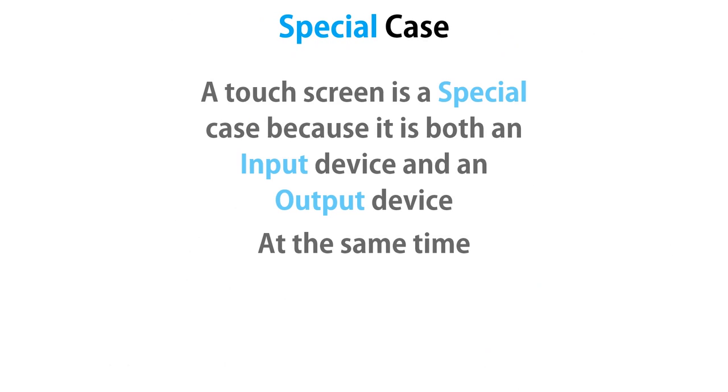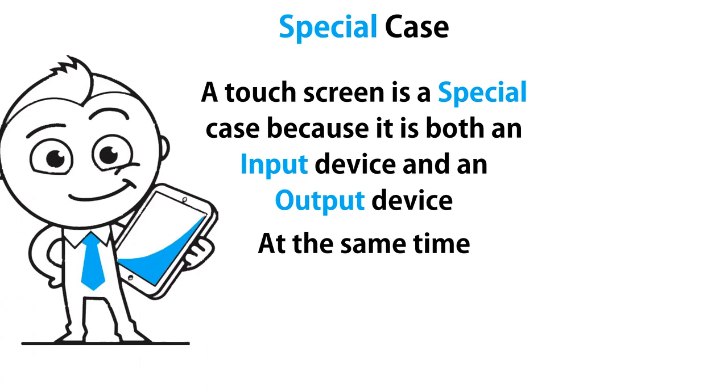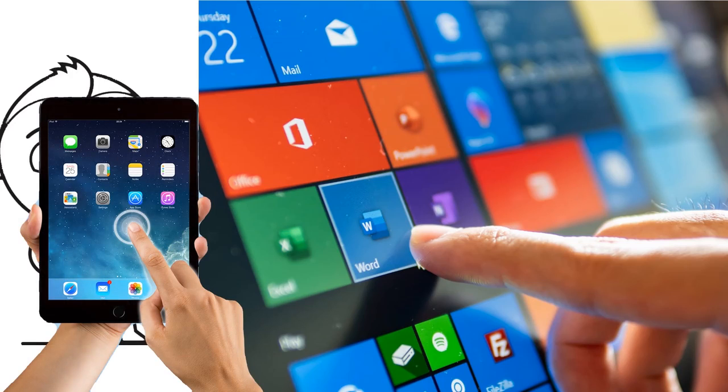Special case. A touch screen is a special case because it is both an input device and an output device at the same time. So we touch the screen to tell the computer what we want, and the computer answers us back using the same screen, so it is an input and an output at the same time.